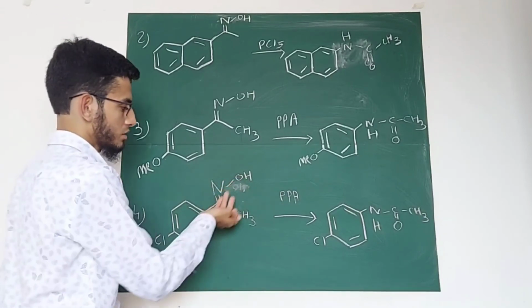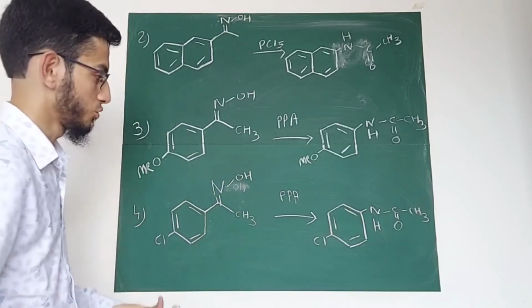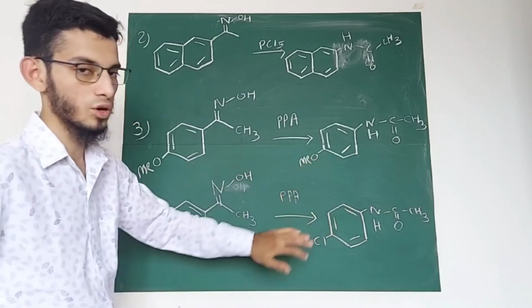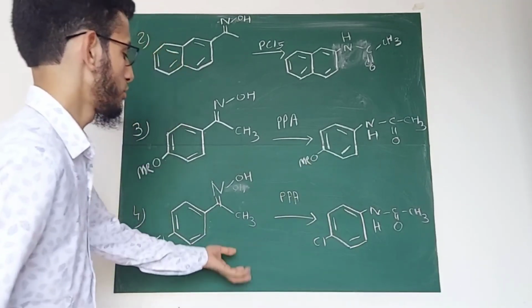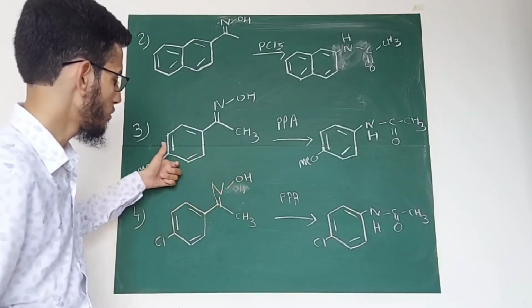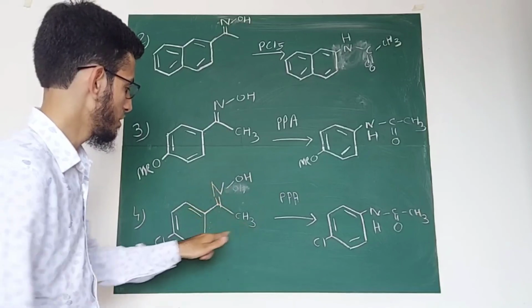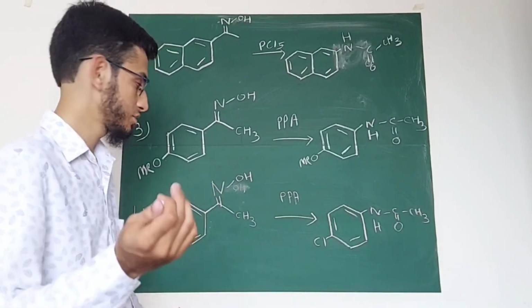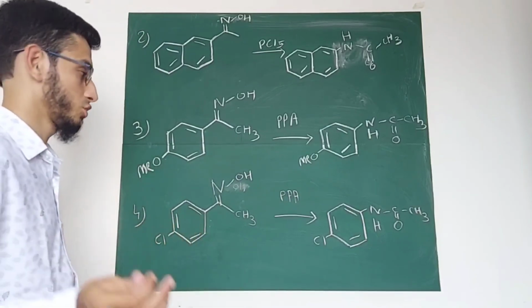If I write this without giving stereochemistry, this phenyl group will migrate and we will get the same product. And if the CH3 group is here and the OH group is here, the anti position will be CH3. So the CH3 group will migrate to the nitrogen. That's why I am solving this, so that you can understand.